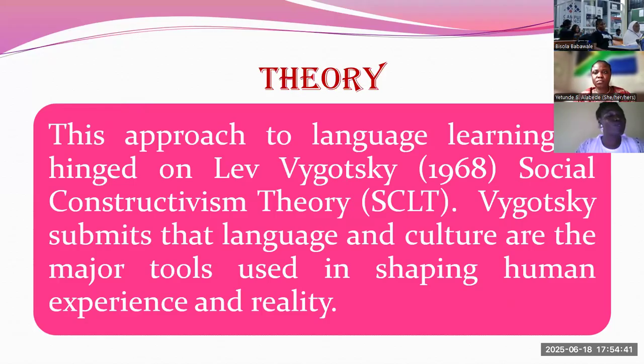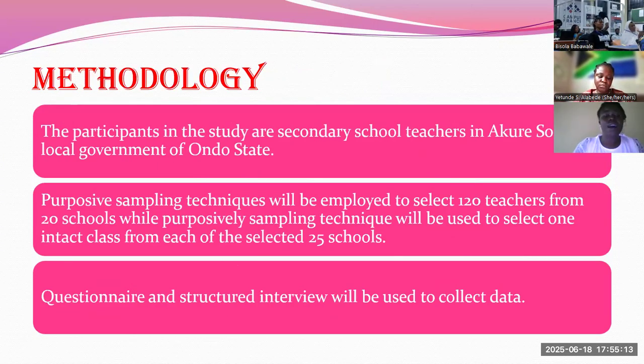And to answer these varied questions, four research questions were raised and will be answered in the study. And the study is hinged on the social constructivism theory by Vygotsky, 1968. Vygotsky submitted that language and culture are the major tools used in shaping human experience and reality. So the language in which we teach our children our culture and our reality is of utmost importance. It emphasizes that language is used to construct experiences.